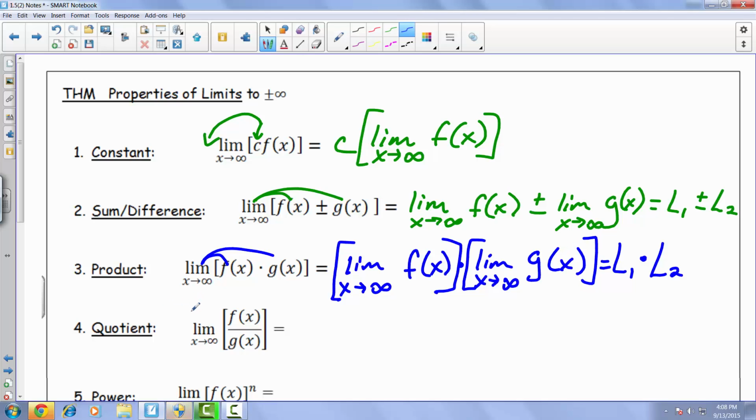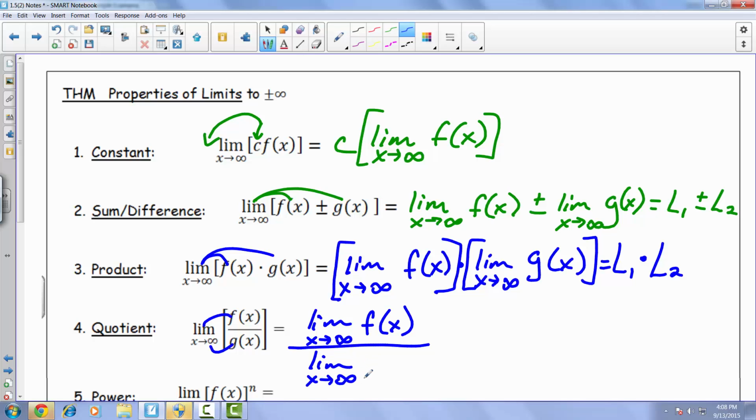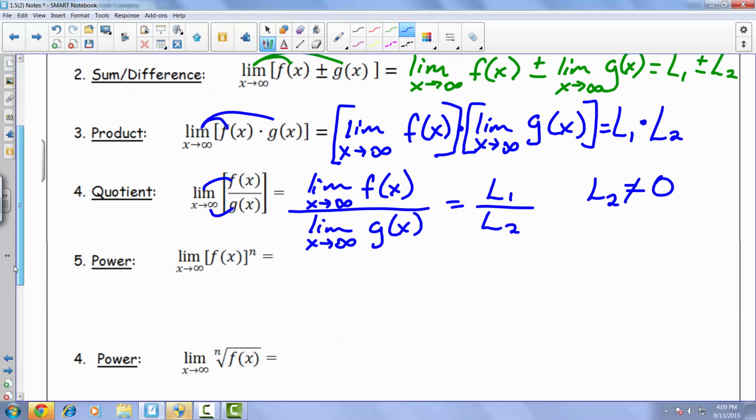Next comes the quotient, which pretty much just says that we can go ahead and apply our limit to both items using the quotient. So then we end up with the limit as x goes to infinity of f of x on top divided by the limit as x goes to infinity of our g of x, which pretty much just says we'll end up with some limit on top, some limit on the bottom, as long as this limit on the bottom is not equal to 0. That'll work, because again, otherwise it'd be undefined.